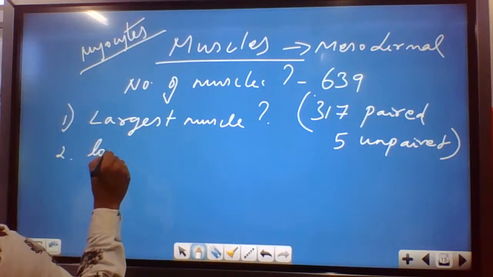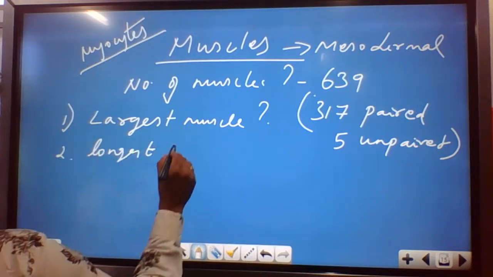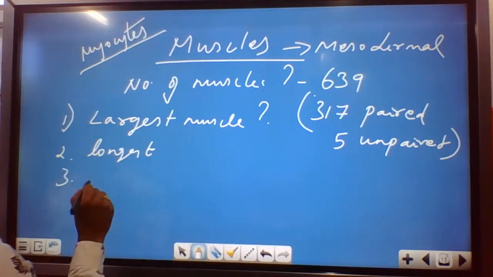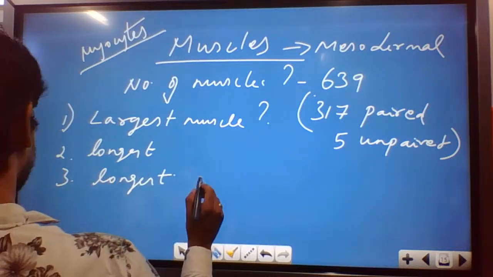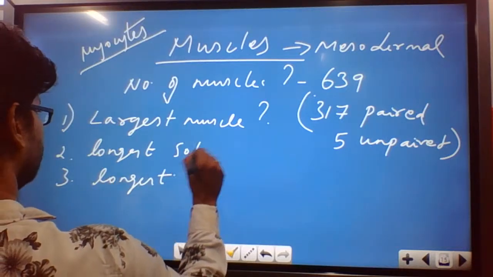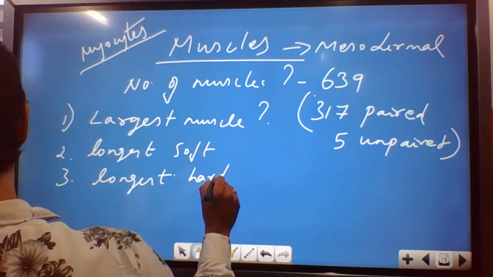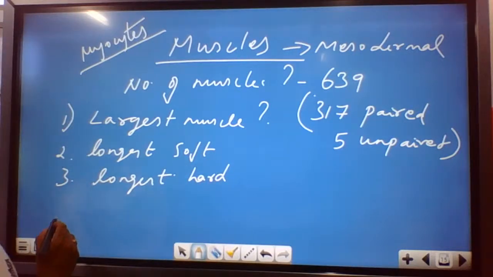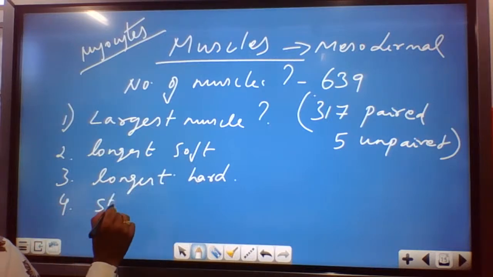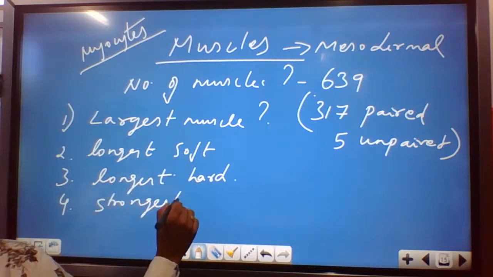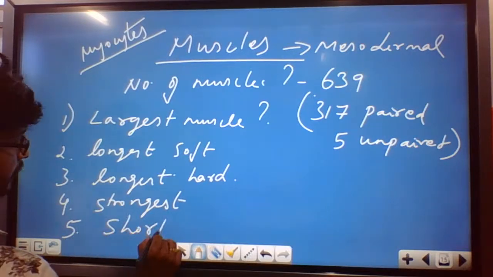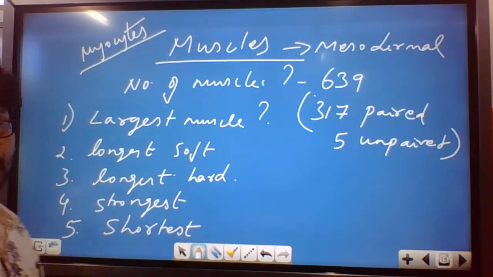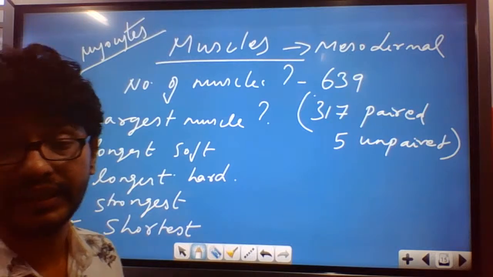And the next one is the longest muscle. The longest smooth muscle, the longest hard muscle. This is like soft, and this is the longest hard muscle. Then we have the strongest muscle, and which is the shortest muscle. If you know the answer, you can tell me. I need the exact name.